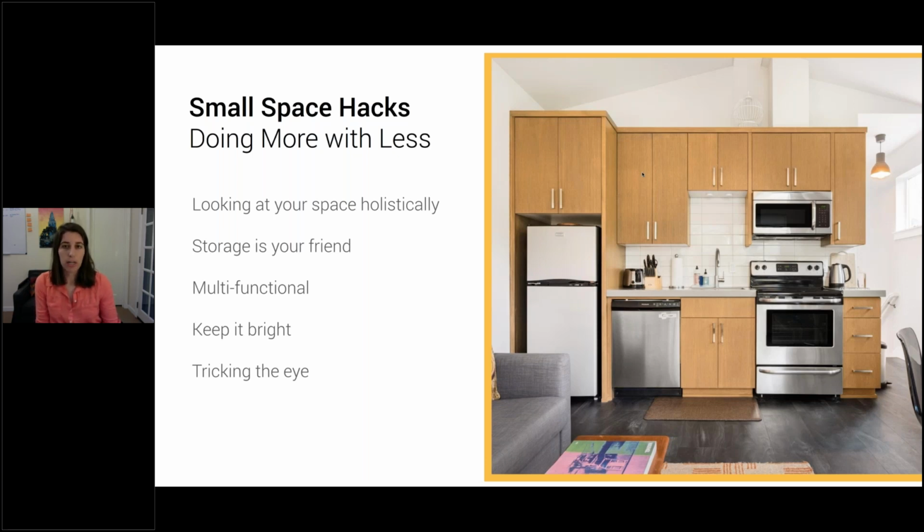Things like clerestory windows, things like skylights, French doors, anything that can open up the natural light is a huge positive.